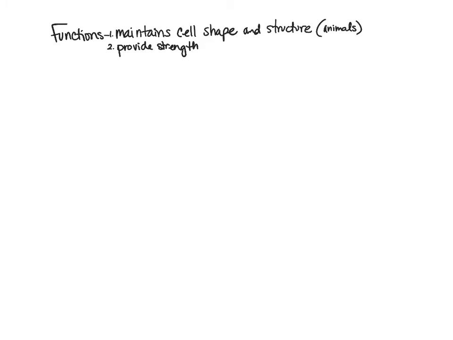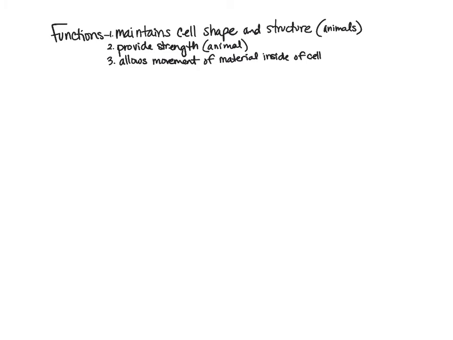Now the cytoskeleton then is going to provide strength to the cell. And again, this is important in animal cells because we don't have that cell wall. So it's going to make it so that instead of being able to completely squish the balloon and pop it, we have some sort of skeleton inside there to help provide strength to the cell. Another function is that it allows movement of material inside of the cell.